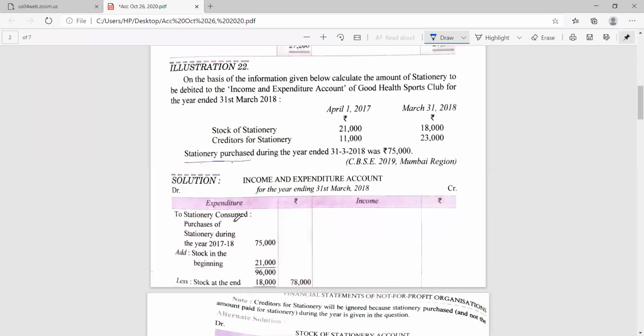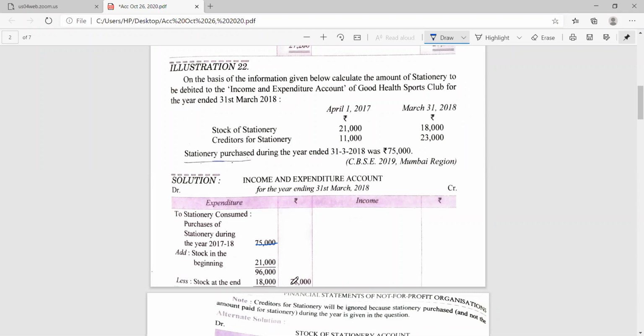In the income and expenditure account, stationery consumed is to be calculated. The purchase of the stationery during the year is given to us in the question, that is 75,000. You have to add the stock in the beginning and deduct the stock at the end. In this way, you will calculate.